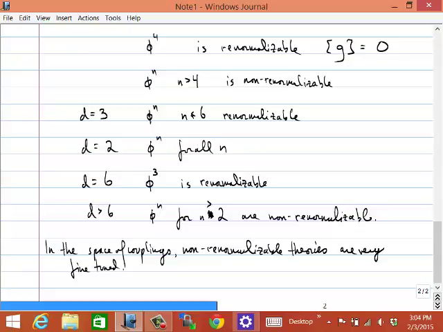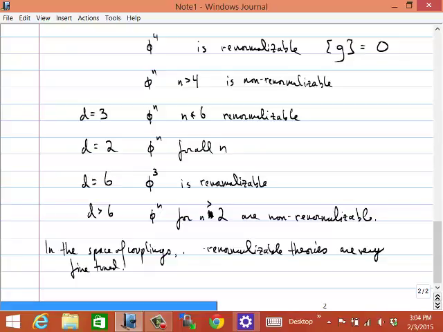So we sometimes say that renormalizable theories are very fine-tuned. Any questions on that so far? Okay. Let's see. What did I write there? Renormalizable theories are very fine-tuned.